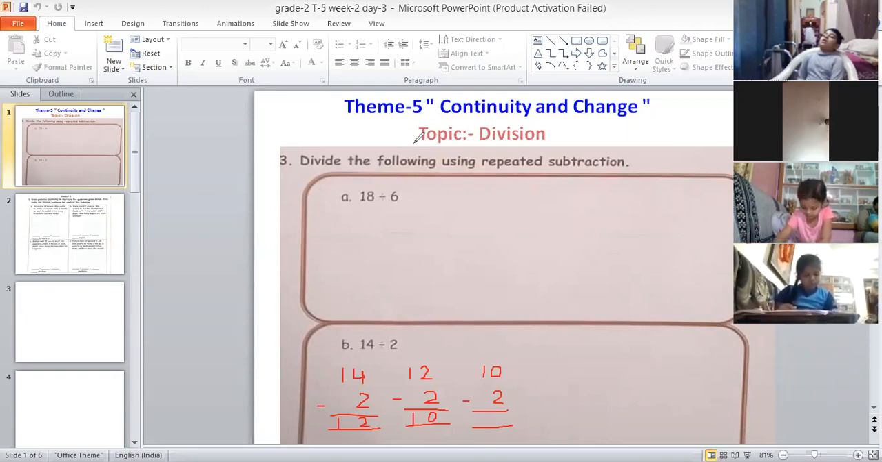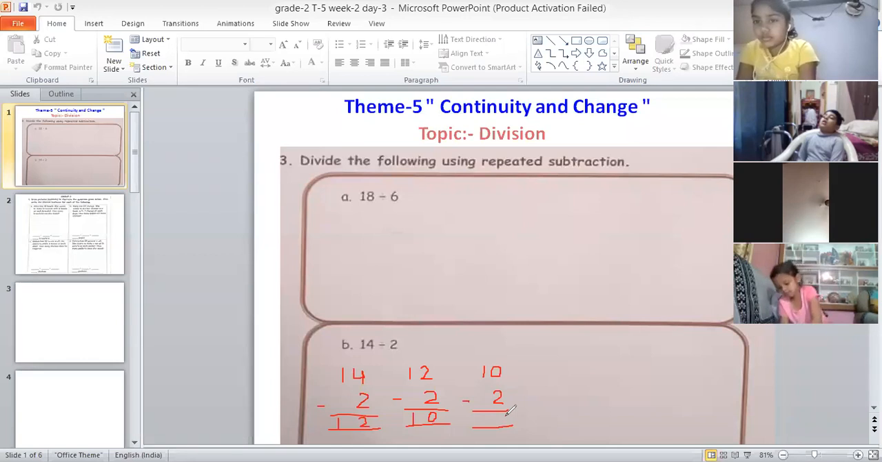Bilvika, you tell me, is it possible to take away 2 from 0? No ma'am. What will we do now? We will borrow. Okay, so what will this 1 become? We will cut this 1 and it will become 0. Very good. And what will the 0 in ones place become? 10. Very good. So we will cut the 0 and it will become 10 now.